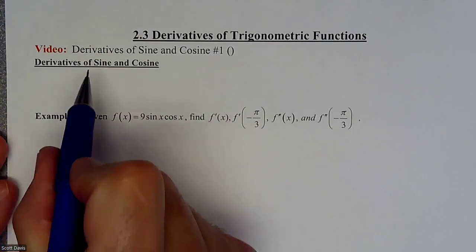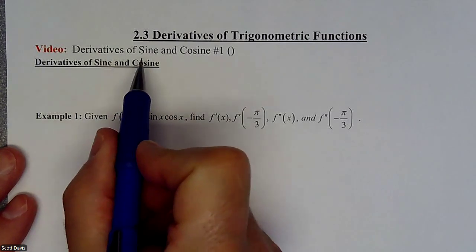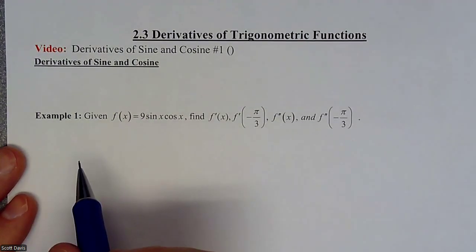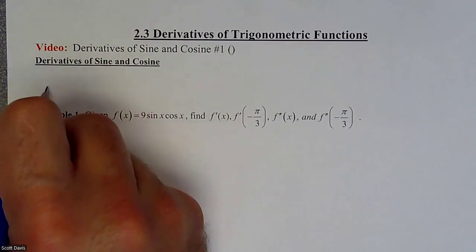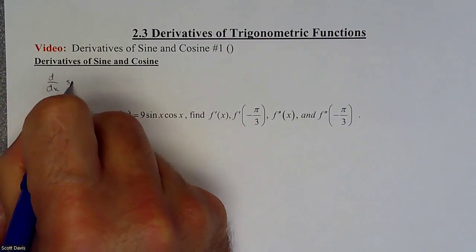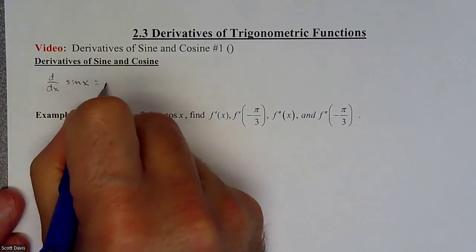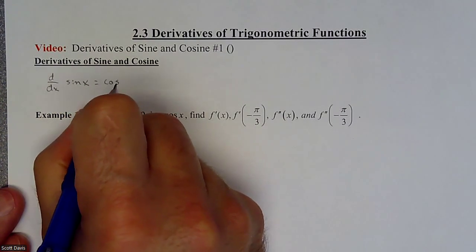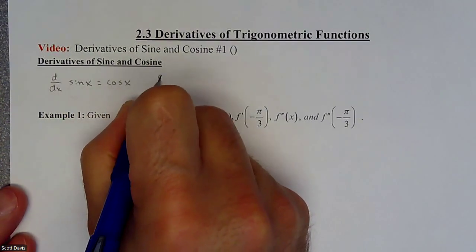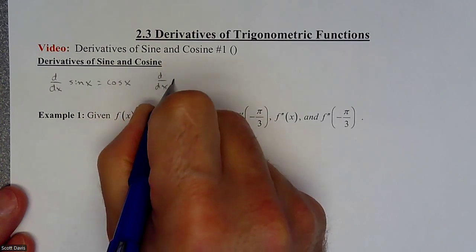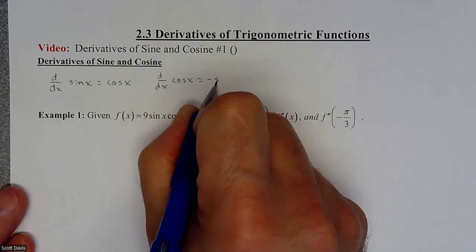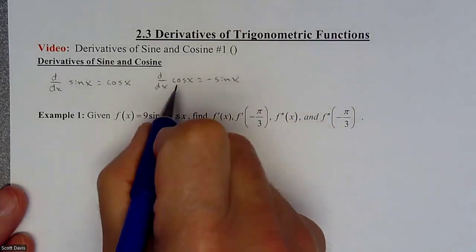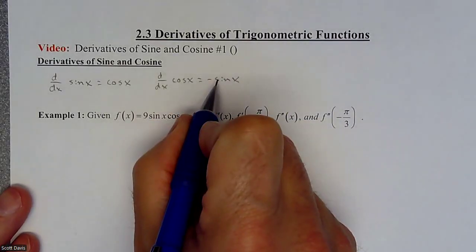This lesson, we are going to introduce derivatives of sines and cosines, and then we're going to do an example related to that. The derivative of sine is equal to cosine. And the derivative of cosine is going to be equal to negative sine. So the derivative of any co is going to be a negative.